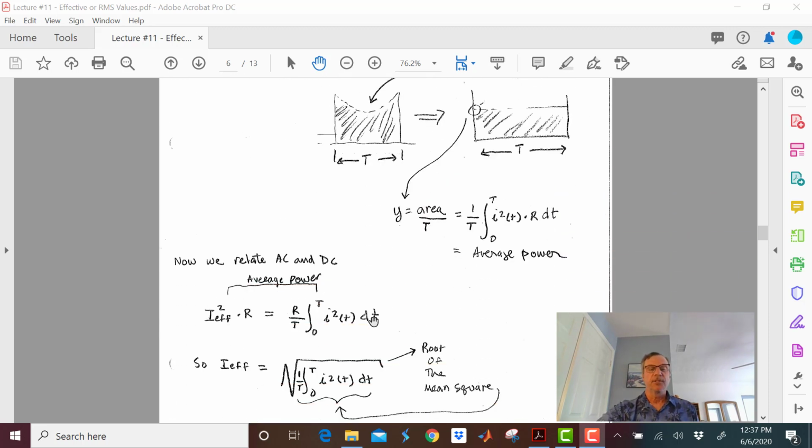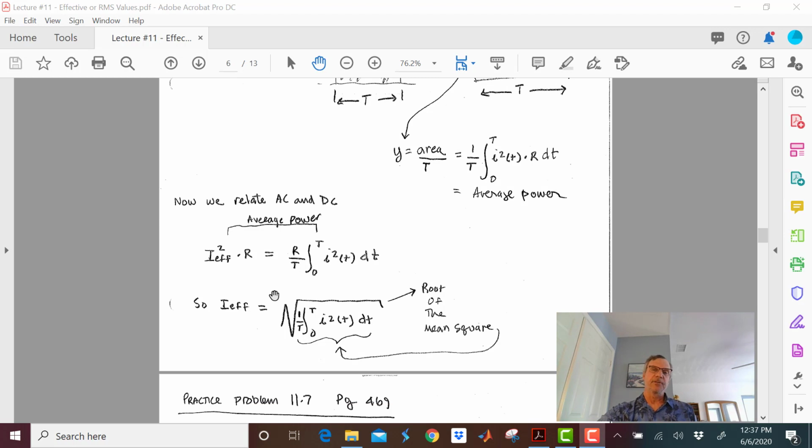And here they are. So now let's solve this for I effective. And what do I see? Looks like my R's cancel out. And I'm going to take my square root. And here is my formula for the effective current.